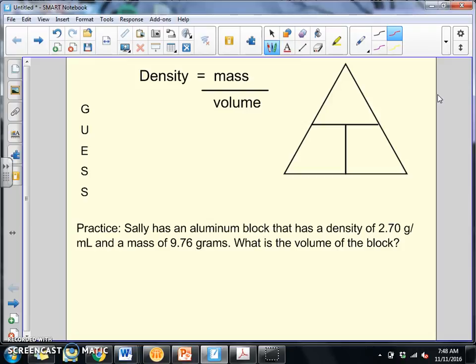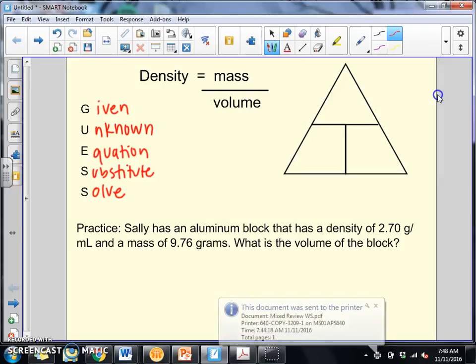Now, GUESS stands for Given, Unknown, Equation, Substitute, and Solve. These are the steps that if you follow, you can solve or get a majority of the points for any particular density problem.